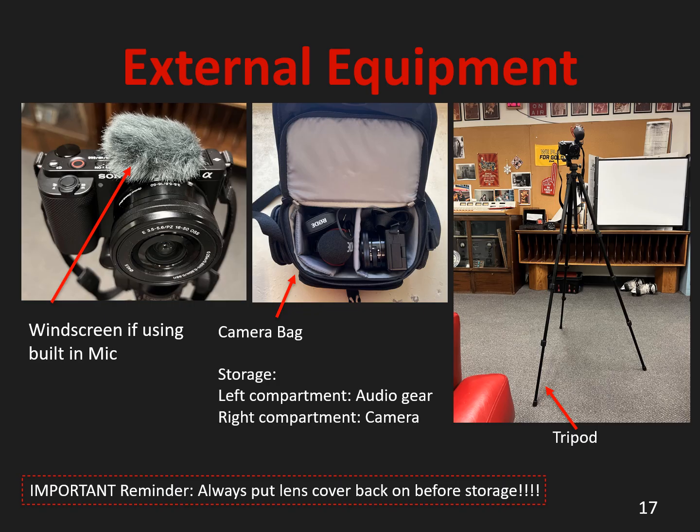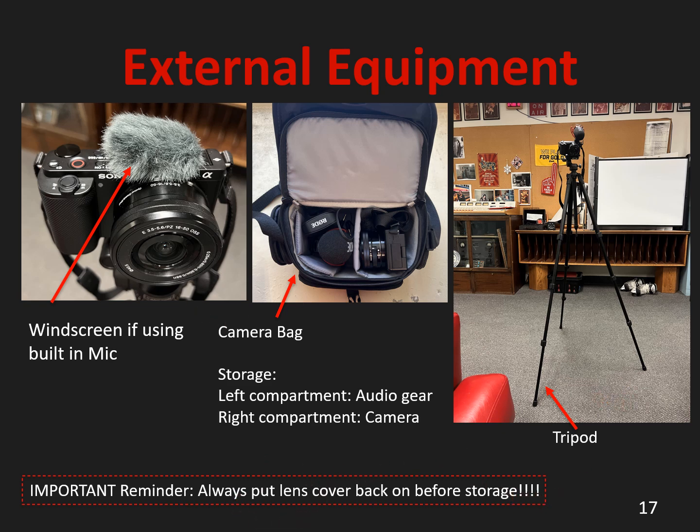So the external equipment: if you are shooting with a camera's built-in mic, then we recommend putting on the windscreen. It attaches to the audio attachment location and just helps reduce some of the wind. This is the camera bag. For storage, we recommend left compartment put in the audio gear, right compartment put in the camera. Always be sure to put the lens cover back on the camera before storage.